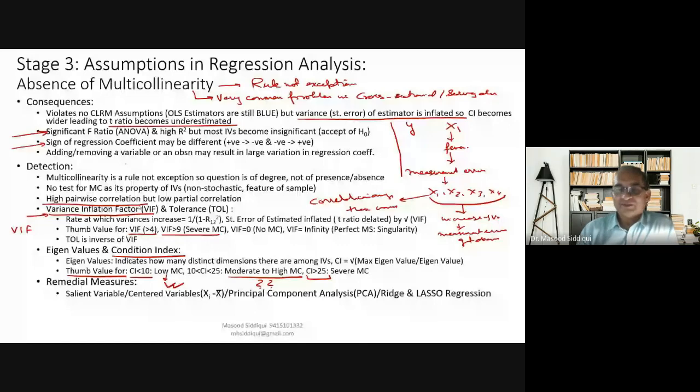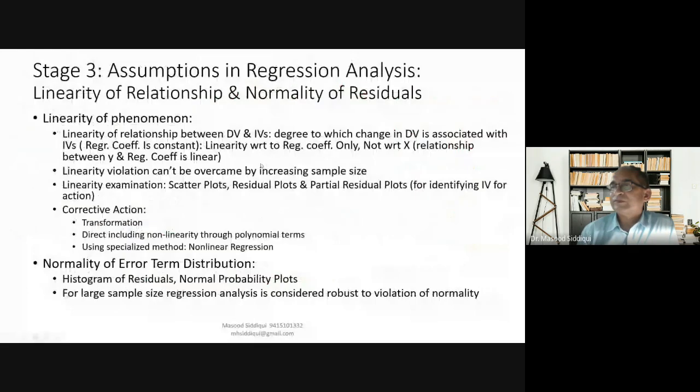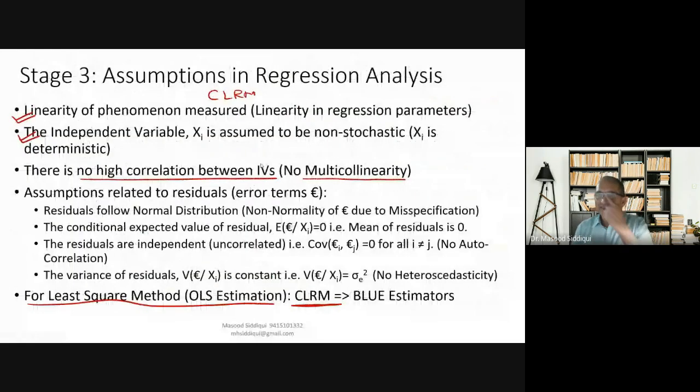Okay. So this we have discussed. Now we have other assumptions also. What are the other assumptions? That the error term, epsilon term, residual, should follow normal distribution. Number one, it should follow the normal distribution. I will be showing how it can be checked.